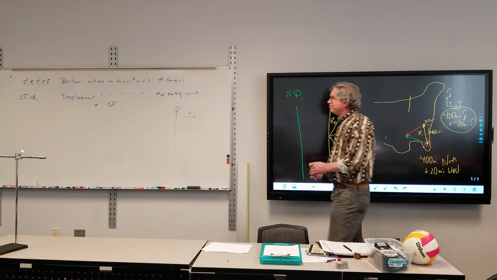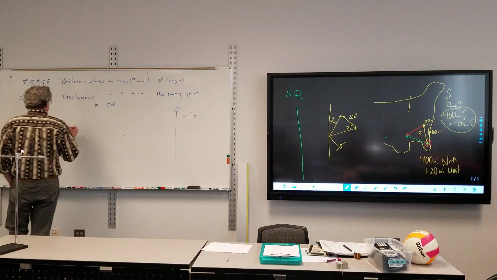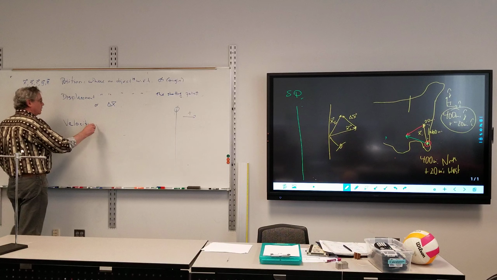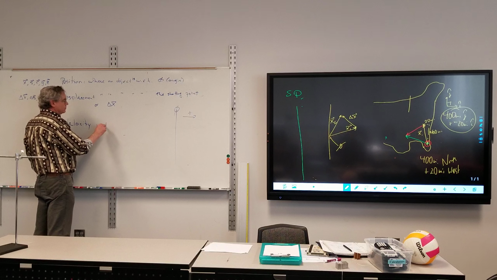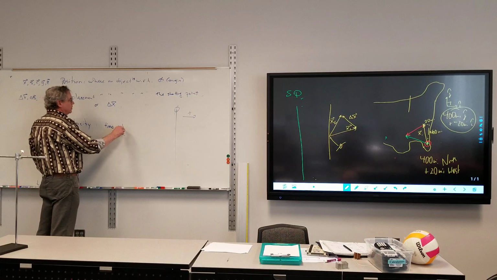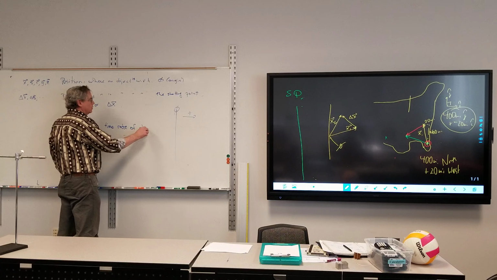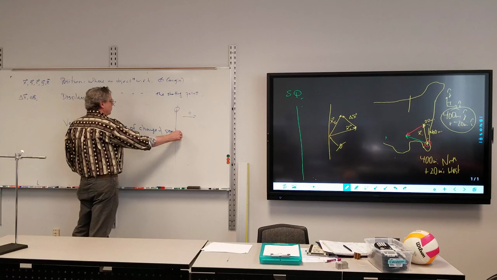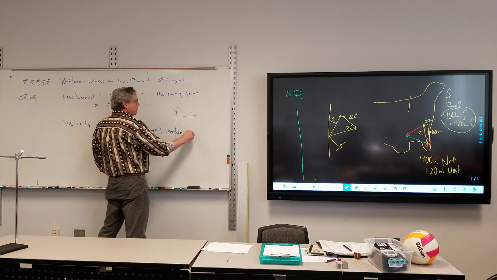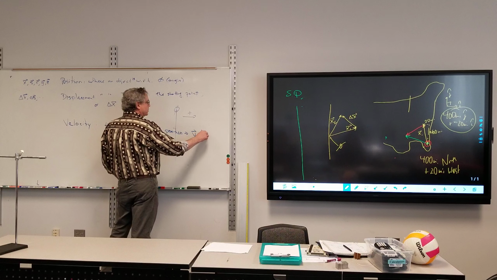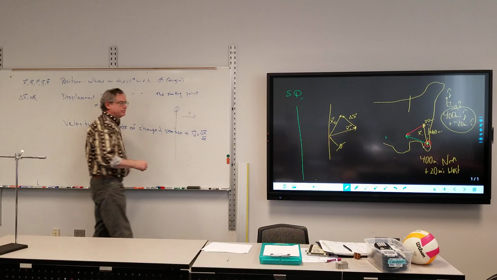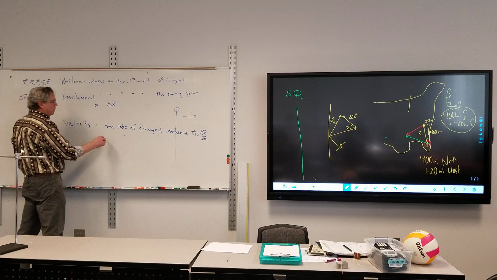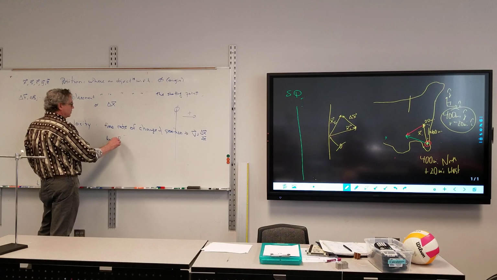So now, the next one, velocity. So we have the time rate of change of position, which is just a fancy way of writing that the velocity is the change in position over the change in time. Or it could also be how fast an object is moving.